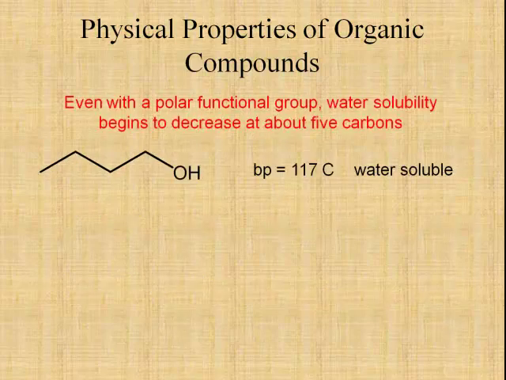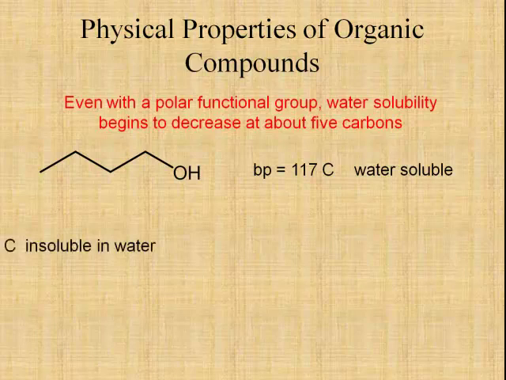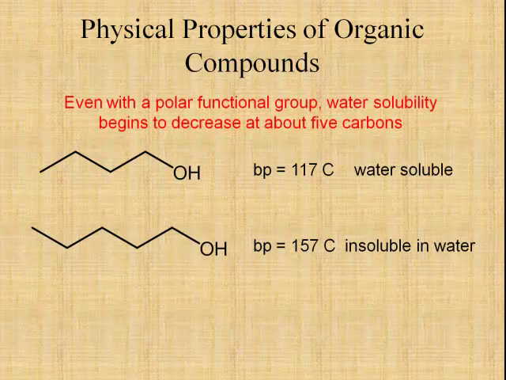However, even if you have a polar functional group in a molecule, when the size of the molecule reaches about 5 carbons for every polar functional group, water solubility will diminish significantly. So if we add 1 carbon to our butanol and make pentanol, you see our boiling point goes up a lot, as we expected. This is due to the increase in van der Waals interactions.